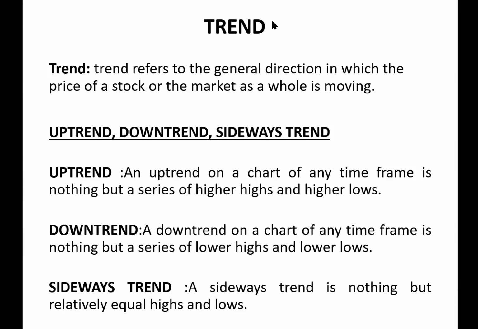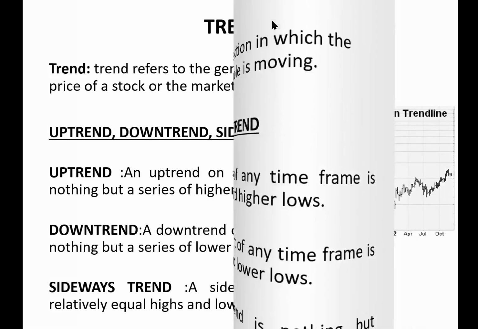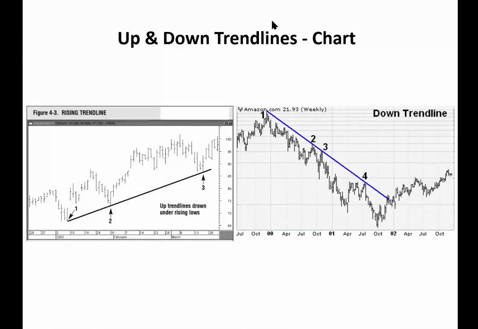An uptrend on a chart of any time frame is nothing but a series of higher highs and higher lows. So here you can see the figure on the left side, figure 4.3, is a rising trend line. This is an uptrend line drawn on the rising lows. You can see the line is connecting three different points, higher lows, those are called. So this is the uptrend line. Usually uptrend lines connect the higher lows.